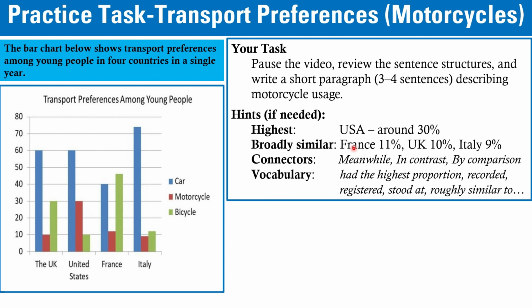Highest, the USA around 30%. Lower and close, France 11%, the UK 10%, Italy 9%. You can group these as roughly similar. Useful connectors: meanwhile, in contrast, and by comparison. Useful vocabulary: had the highest proportion, recorded, registered, stood at, roughly similar to, and so on. Once you have finished, resume the video and compare your paragraph with the model answer.